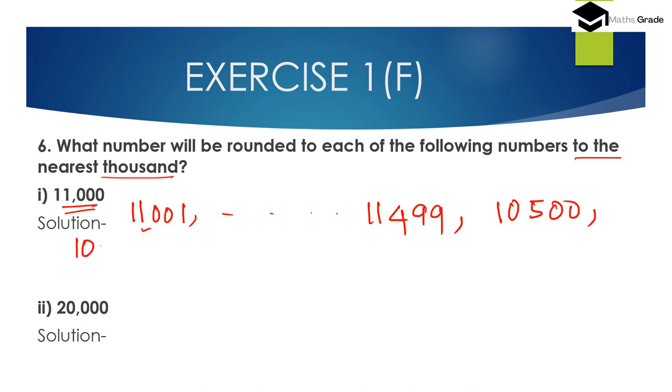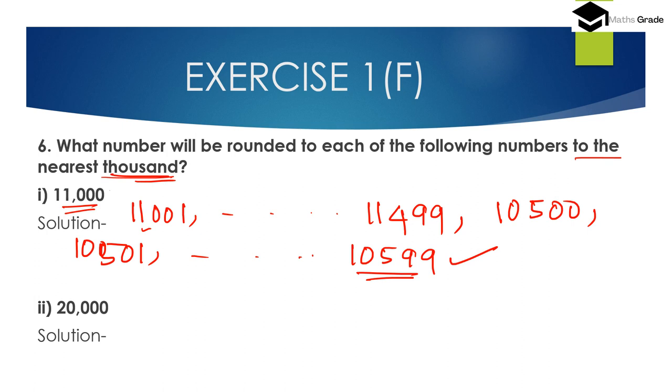Now 10,501 and this 10,599. And here the 100s place digit 5 changes to 0, 9 changes to 0, 9 changes to 0, and this 0 changes to 0 plus 1. That will be 10,599 rounded up to the nearest 1000 is 11,000. These are the numbers rounded up to the nearest 1000. The numbers will be 11,000.